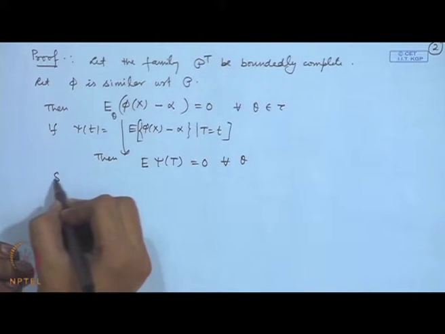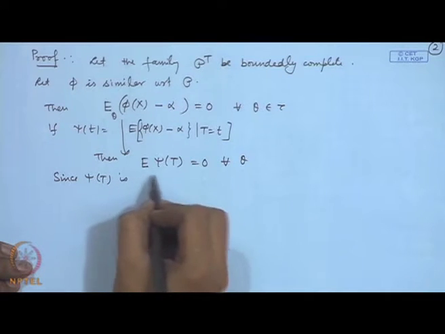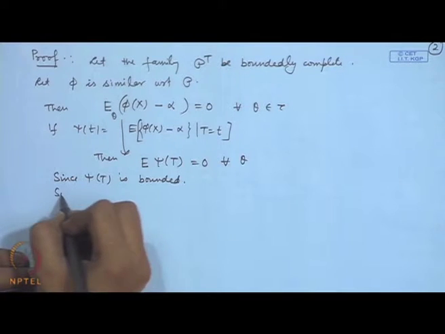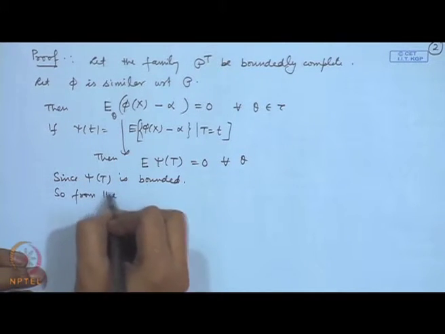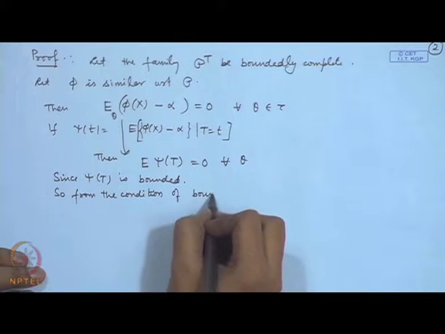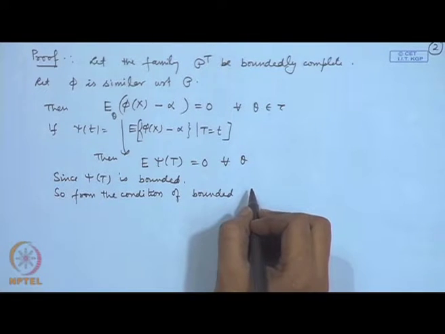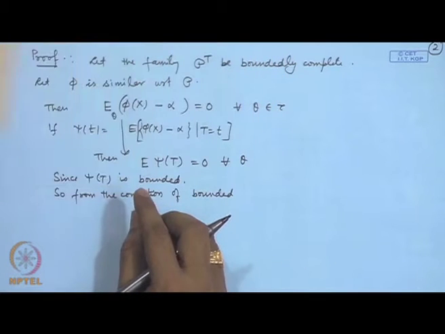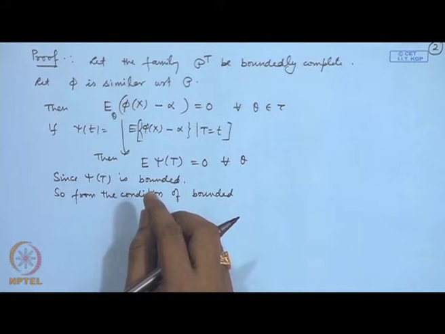So, this psi t is bounded. So, from the condition of, let me just revise the theorem of similarity here, that we are having beta phi theta is equal to alpha, that was equal to expectation of phi x is equal to alpha.